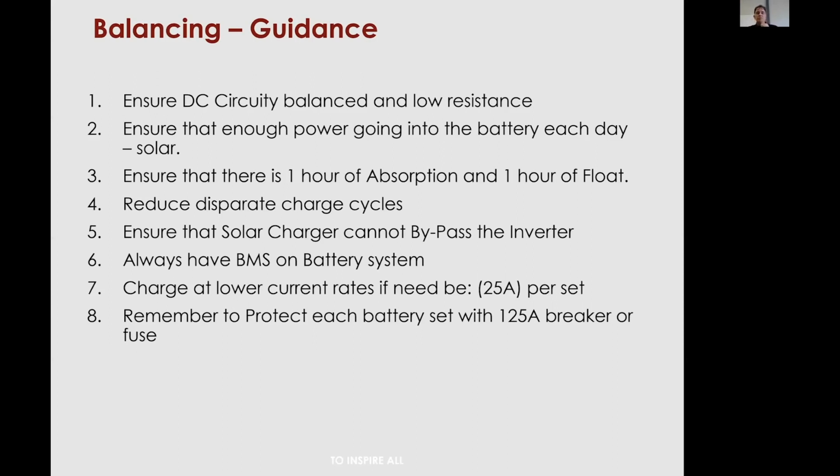And then remember to obviously protect the battery with a 24 volt breaker.